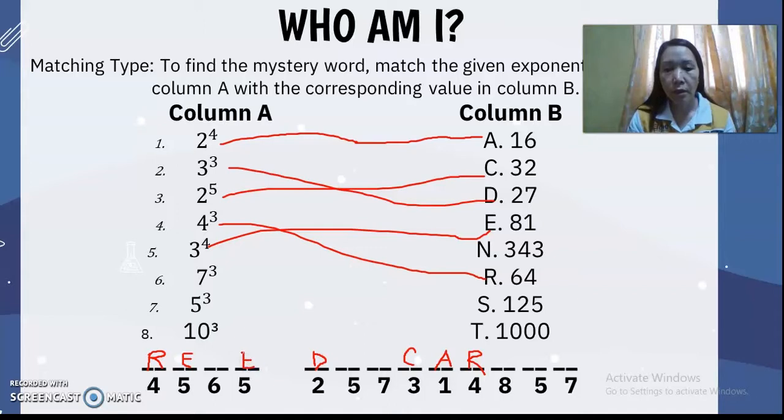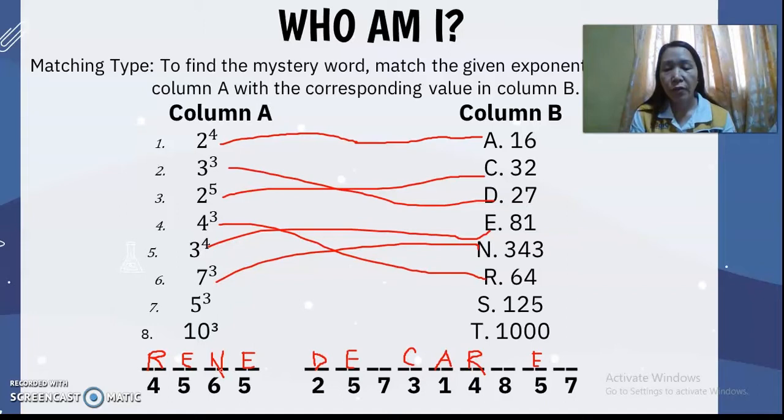Okay, keep going. Another 5 here. Last one, we have E on number 5. Next, number 6. We have 7 raised to 3, which means 7 times 7 is 49, times 7 again is 343. And that is letter N. So we will write N above number 6. Okay, so the first name is already complete. That is Rene. So you have a clue already.